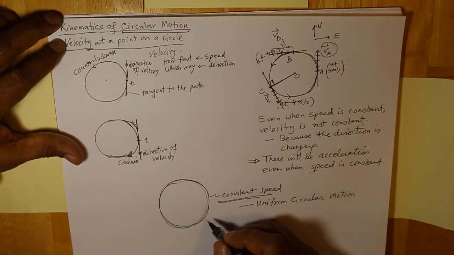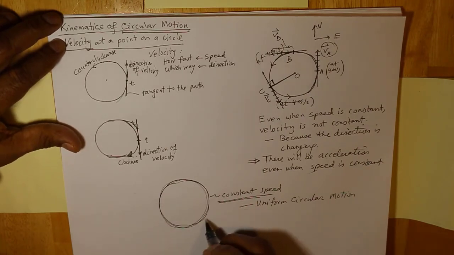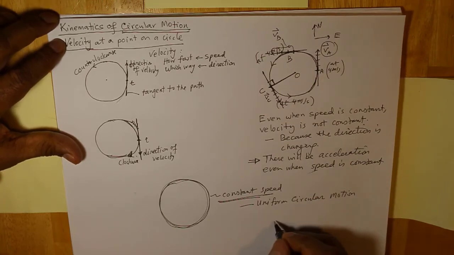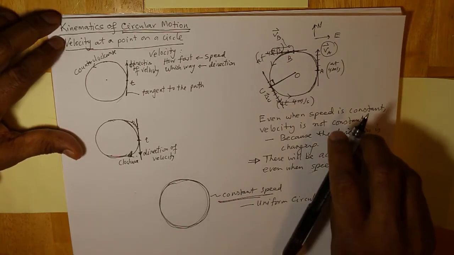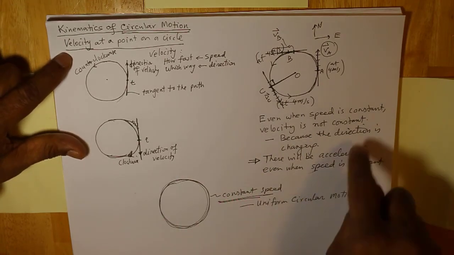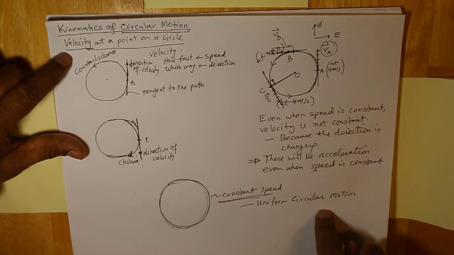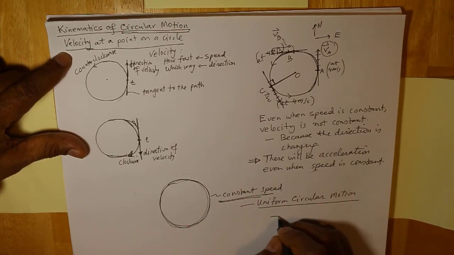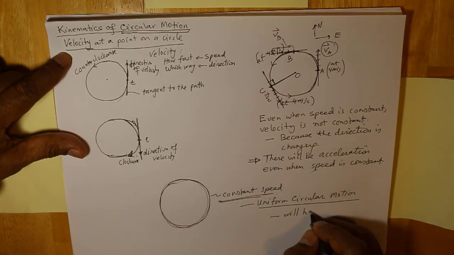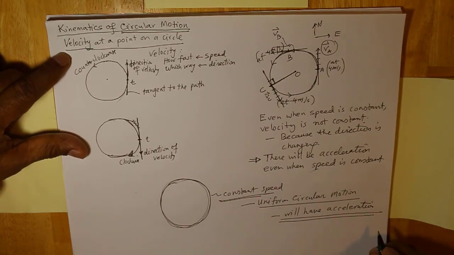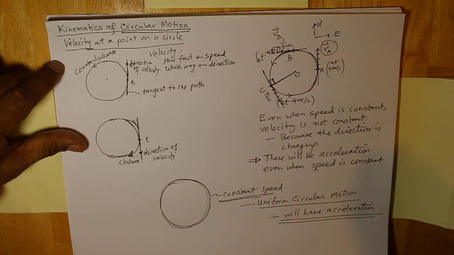Clearly, if the speed was also changing, then you will have additional acceleration, but there will be acceleration here, and that will be the subject of the next video. So I'm going to stop here, and we're going to take it from here. We'll look at the uniform circular motion. We're going to talk about the acceleration that we see in a uniform circular motion. So I'm going to stop here.